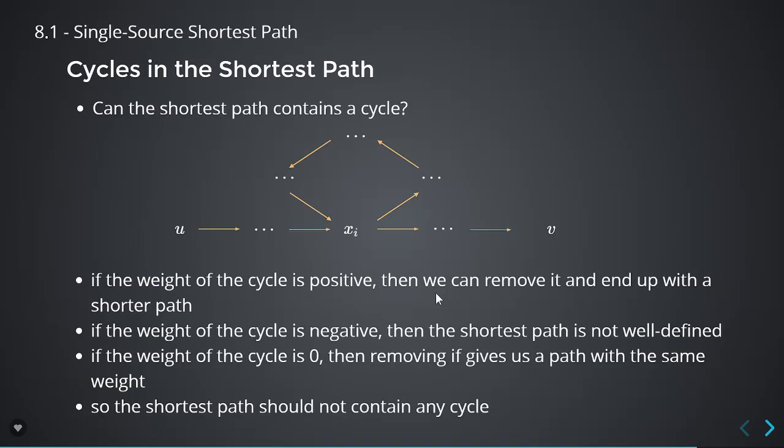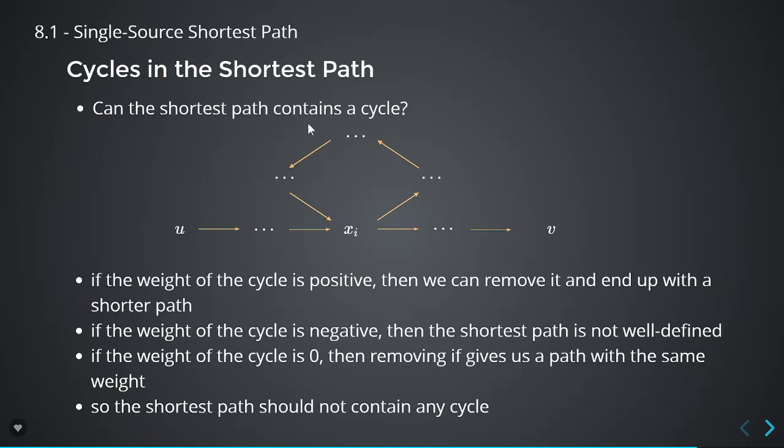And I guess one more thing to talk about, cycles, because we talked about cycles. Here's a question for you. If you have the shortest path between U and V, will there be a cycle in that shortest path? Okay, let's think about that. If the weight of the cycle is positive, so let's say U goes to xi, and xi has a cycle going back to xi, and it goes to V. If the weight of the cycle is positive, then you remove it, you're going to end up with a shorter path, right?